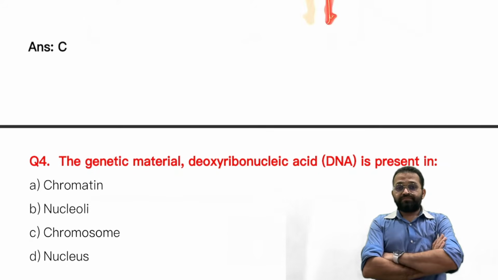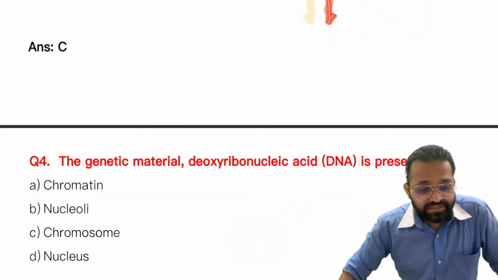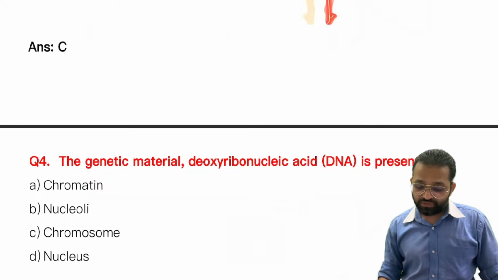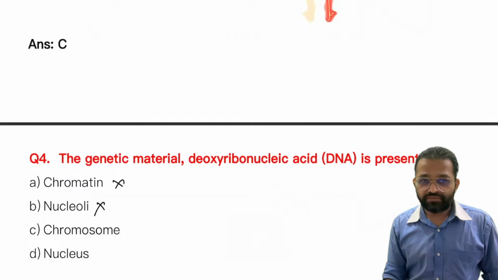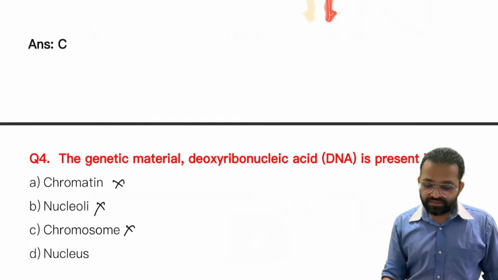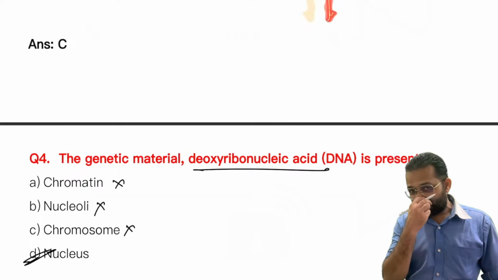Look here. Sir, the genetic material, the DNA, is present in. Tell me. Yes, it is an easy question. Chromatin? No. Nuclei? Never. Chromosome? No. Sir, deoxyribonucleic acid is located in the nucleus.